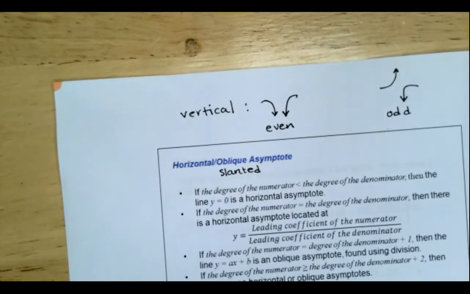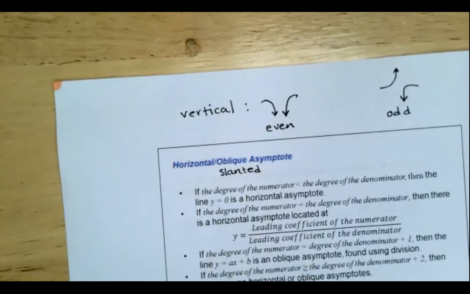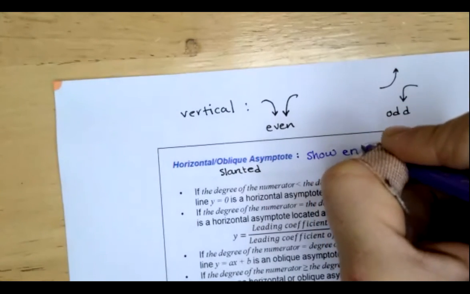Horizontal and oblique asymptotes are asymptotes that can be crossed. The vertical asymptotes are approached and never crossed. Horizontal and oblique asymptotes just show us the end behavior. They show general end behavior, but can be crossed.